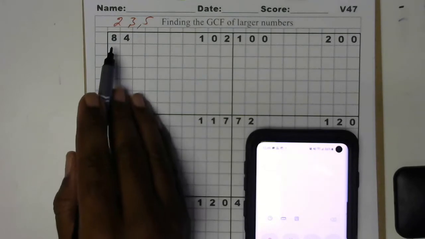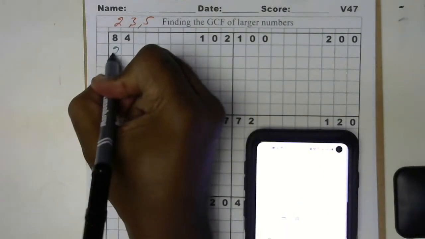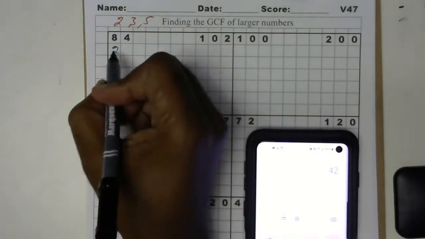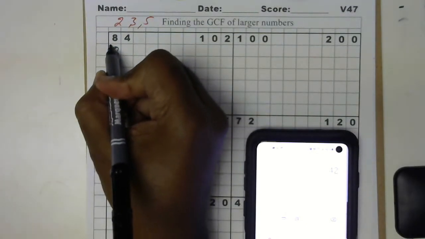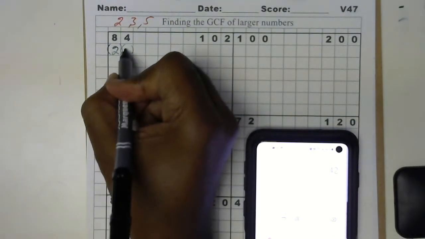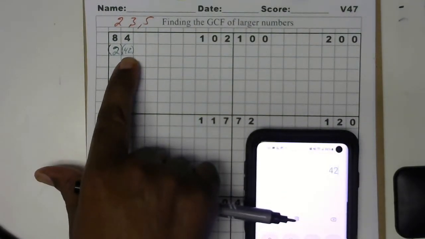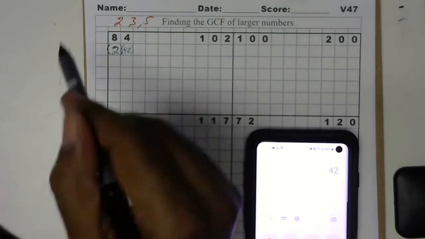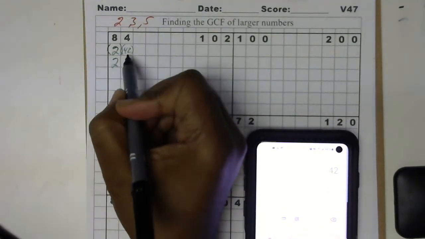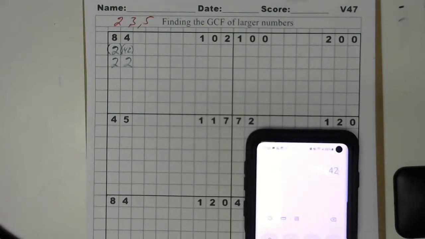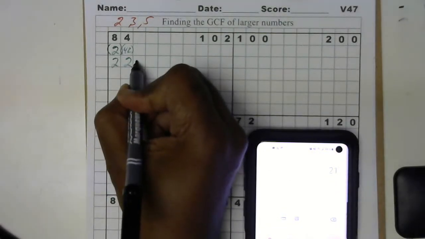So 84 can be divided by 2, so we put 2 here. I divide 84 by 2 and I get 42. So this would be 2 times 42. Now 42 can be divided by 2, so I bring down this 2 and put another 2 here. 42 divided by 2 gives us 21.